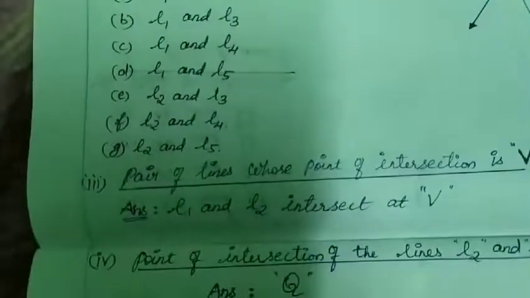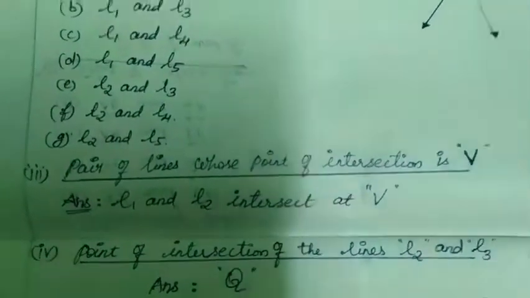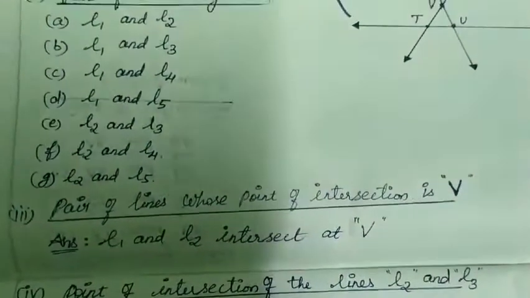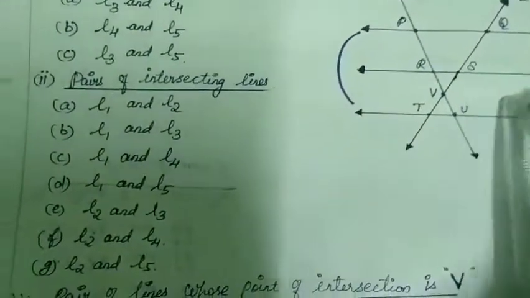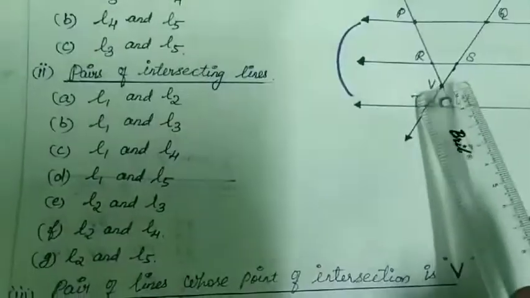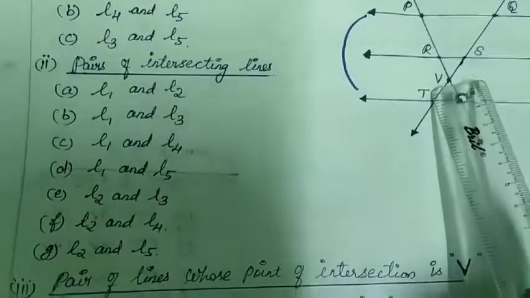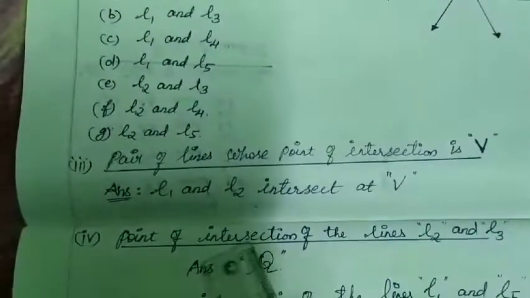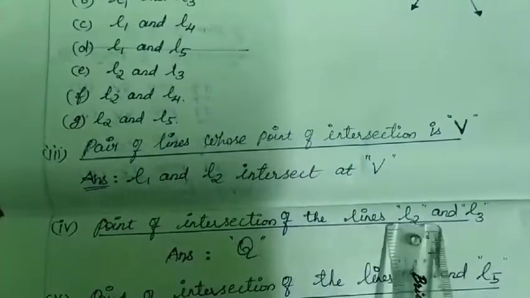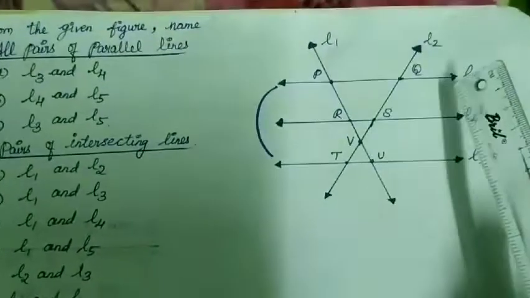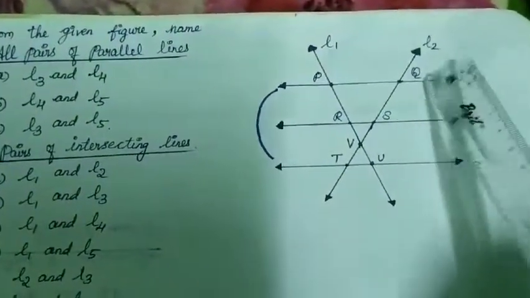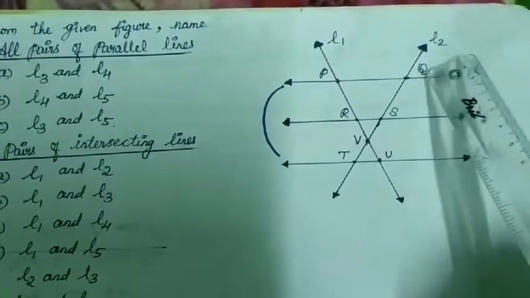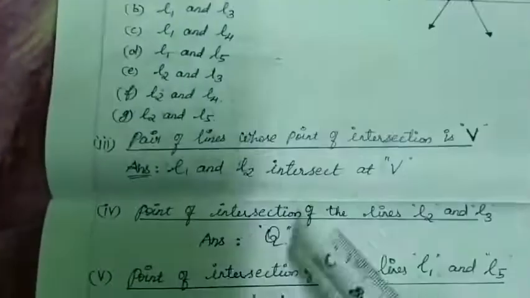Go to the next one, the pair of lines whose point of intersection is V. The middle point is V. So this is the point of intersection. Go to the next one, the point of intersection of the lines L2 and L3. Where is L2 and L3? The point of intersection is Q. Can you understand this?